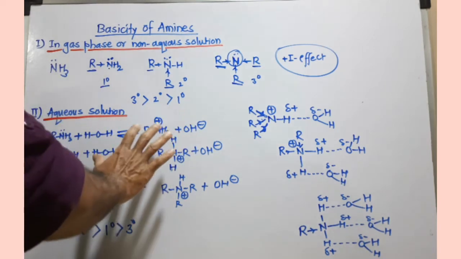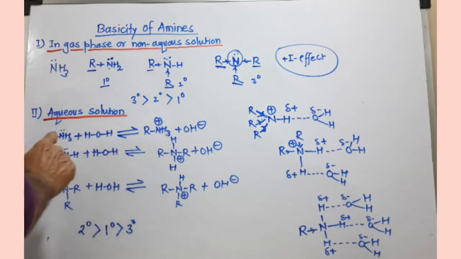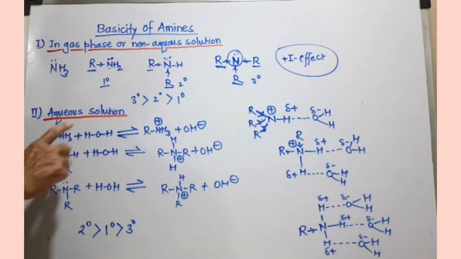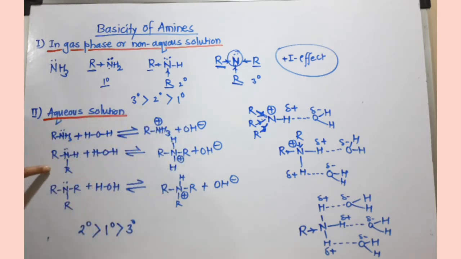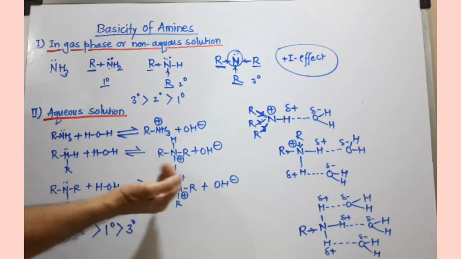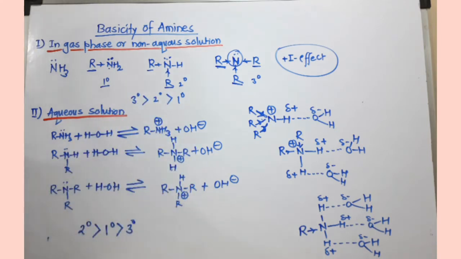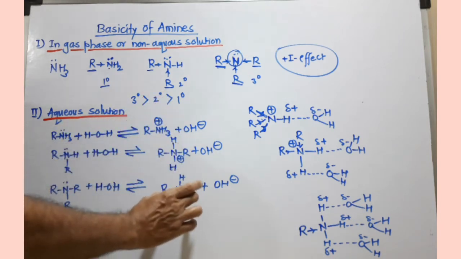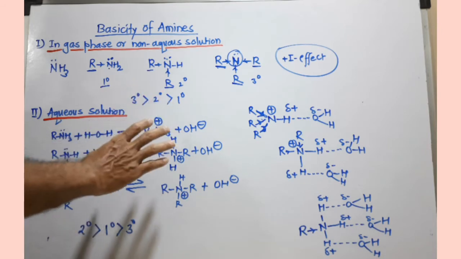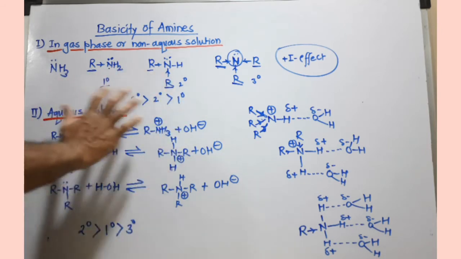Now you can see this is a reversible reaction. In fact, this is the conjugate acid of this base. So you can see similar reactions in case of primary, secondary and tertiary amine. So the proton is abstracted and we are getting ammonium ion. Now once that ammonium ion is produced, these reactions are actually taking place in water.